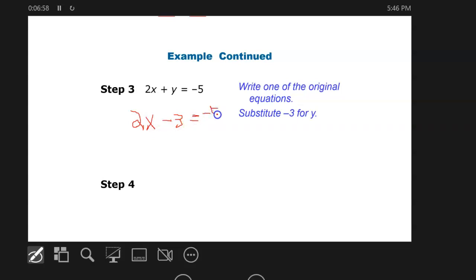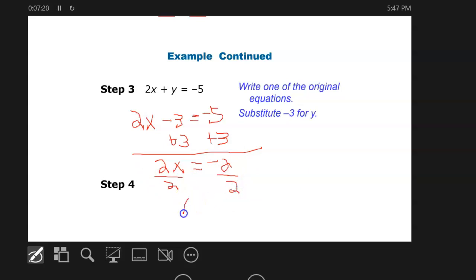And to get rid of that minus 3 or negative 3, I would add 3 to both sides. And that would end up being 2x is equal to negative 2. Divide by 2, and I get x is equal to negative 1.